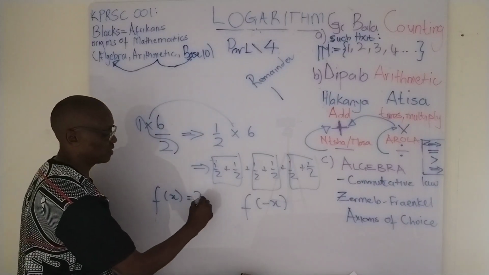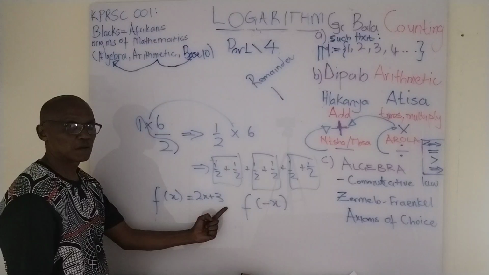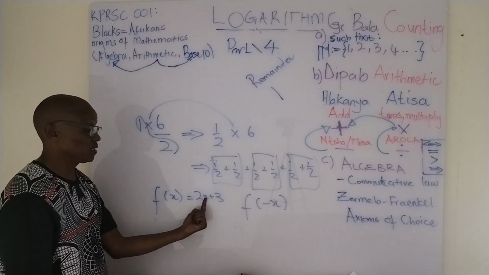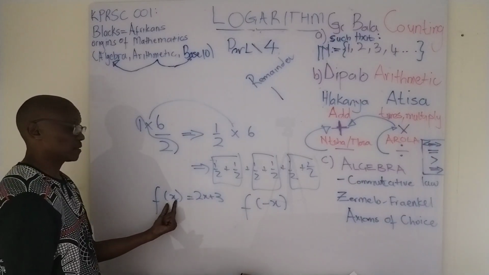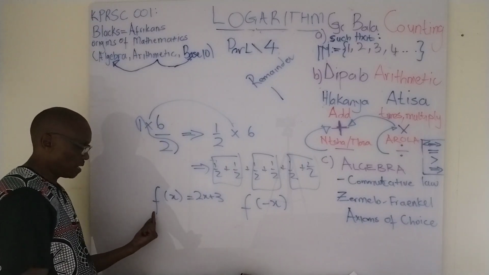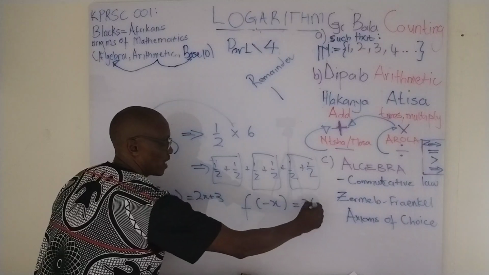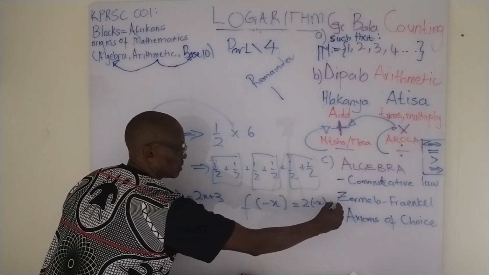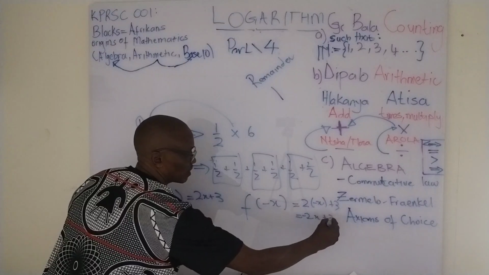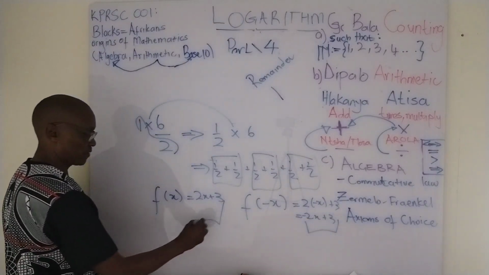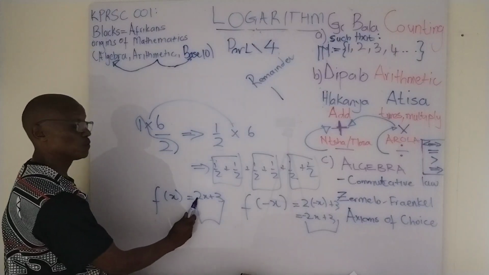Meaning I give you a function, say 2x plus 3. Now m and c are specific here. I can't change them anymore, but you can change x. Now f of minus x means I must use this f, where I see x, I put minus x: minus 2x plus 3. So this gives me negative 2x plus 3. This expression is different from this expression because there's a negative 2. This one is positive 2.